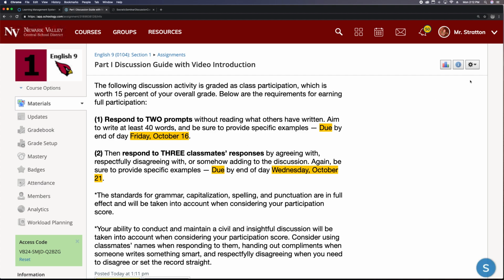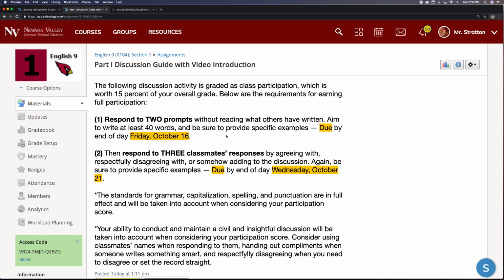For you, there's a little spot over here that tells you whether or not it's being graded. I think it says not applicable, or NA, because there's no grade associated with this particular section of the assignment. This is just explaining how to go about this discussion right here.